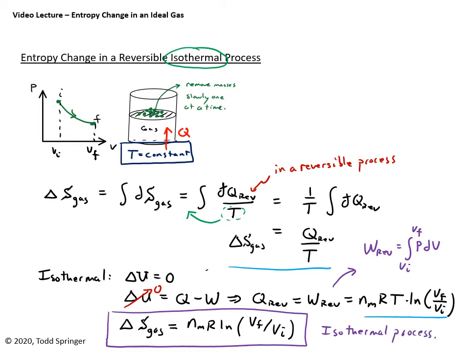And it makes sense because if Vf is bigger than Vi, the thing inside of the natural log is bigger than 1, delta S will be positive, and that's because heat is being added to the gas, so the entropy of the gas will go up. If Vf is smaller than Vi, that means the gas is being compressed, and heat will flow out of the gas. The thing inside of the natural log is less than 1, and so delta S for the gas will be negative. Okay.